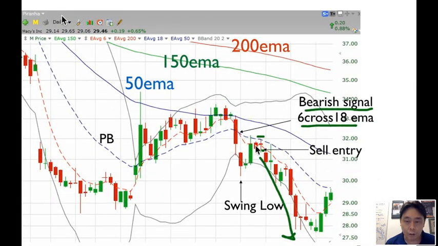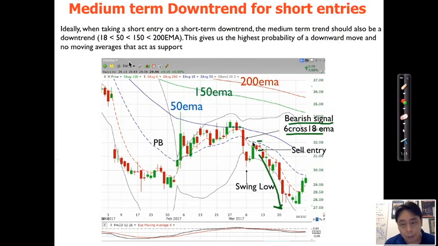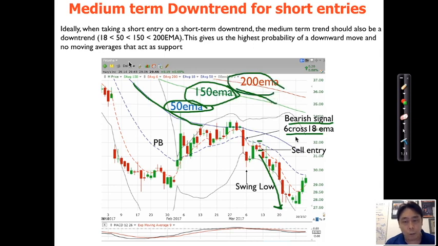So notice that as we take the trade, we are below the 50 moving average, this blue line, and it's below the 150, the green line, below the 200. So again, we are below all the moving averages. There's no support all the way down. And that's what we want to see. That's the ideal trade. All right, guys.